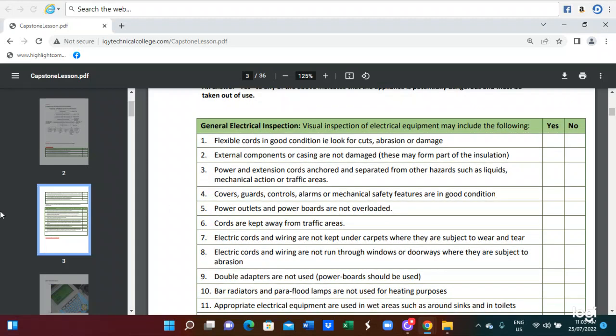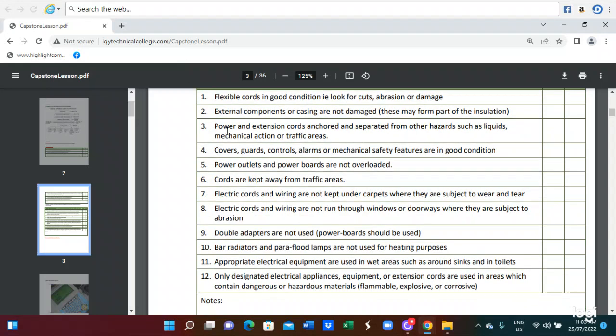And also, the general electrical inspection needs to be performed. Visual inspection for electrical equipment: are flexible cords in good condition? Look for cuts, abrasion or damage. External components or casing are not damaged, as these may form a part of the insulation. Power extension cords are anchored and separated from other hazards such as liquids, mechanical action or traffic areas. Covers, gas controls, alarms or mechanical safety features are in good condition. Power outlets and power boards are not overloaded. Cords are kept away from the traffic areas.